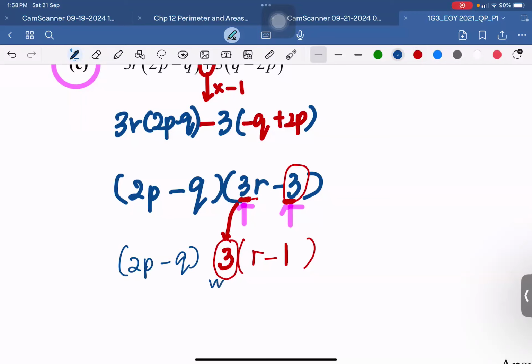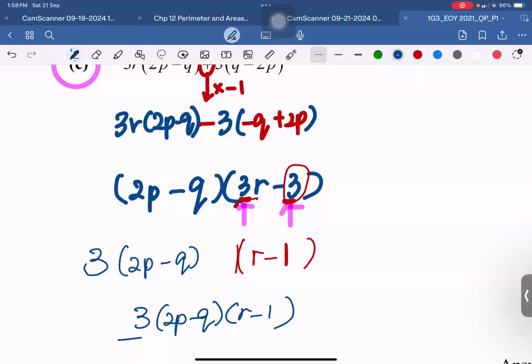But it's very awkward. It's not correct to write the number 3 in the middle of an expression. So in this case, I don't put the number 3 over here. I put the number 3 right in front. So the final answer will be 3 bracket 2p minus q, r minus 1. This one is the final answer.